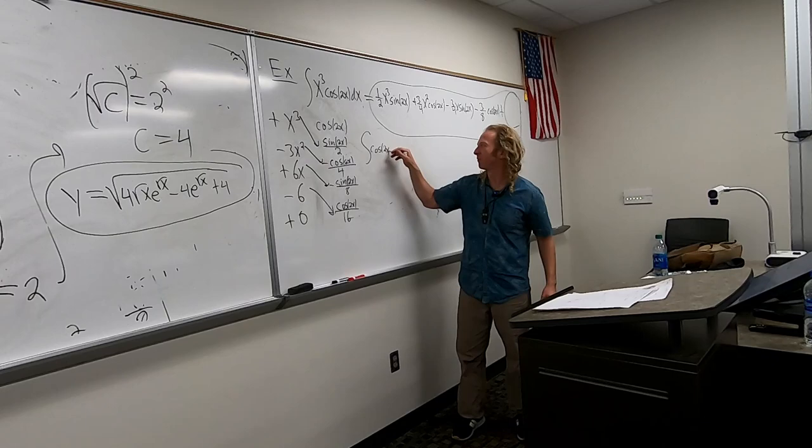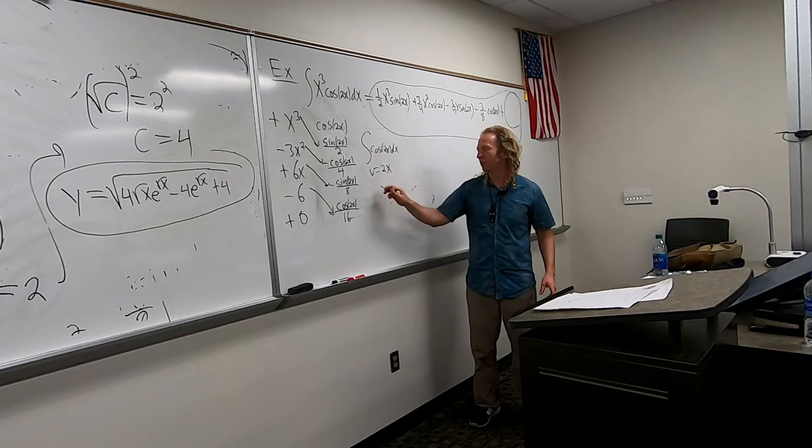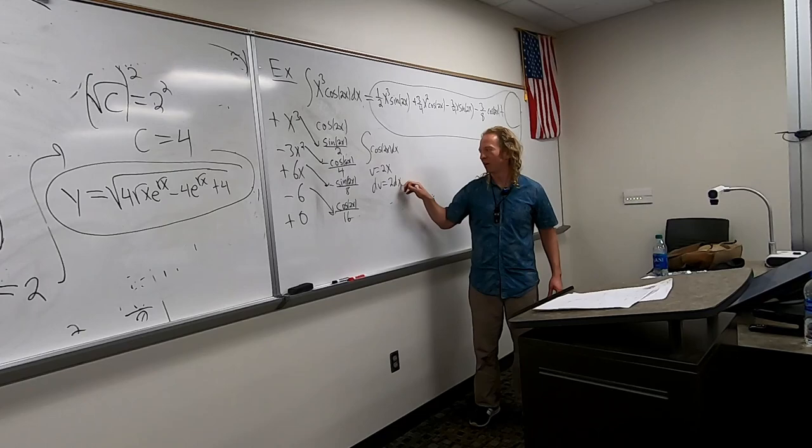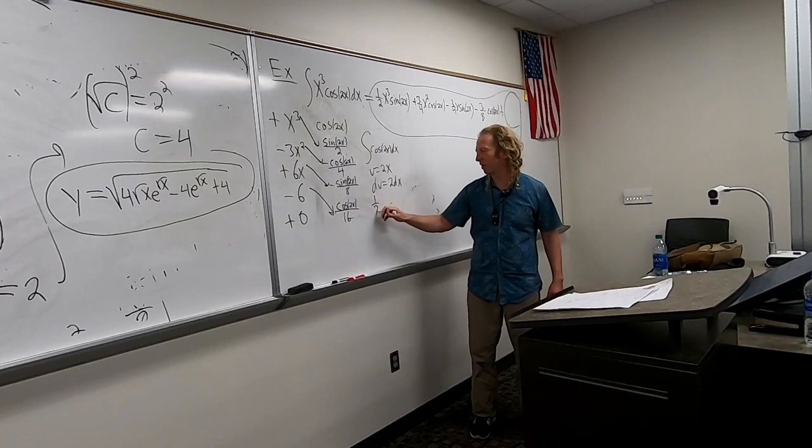Say you had to do this, right? You would let u equal 2x. So then du is 2 dx. Then what do you do? You have to make this look like this. So what do you do to both sides? Divide by 2, very good. Aislinn, very good. So you get this, right?